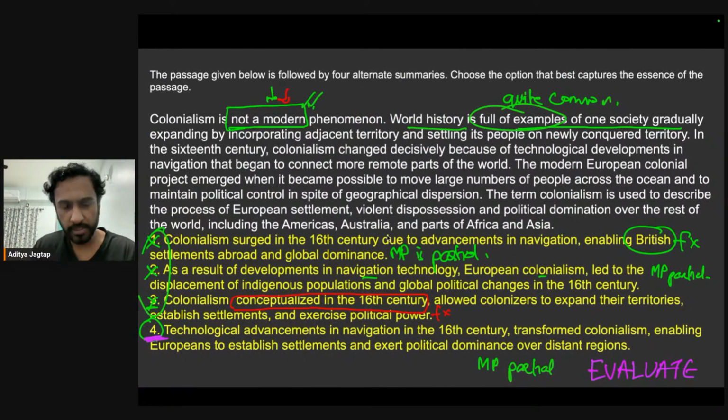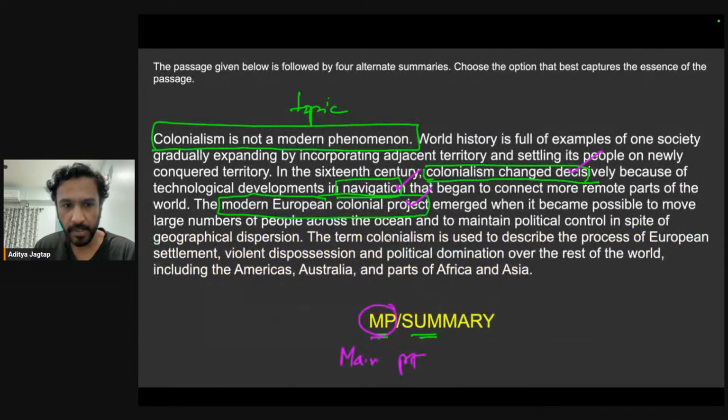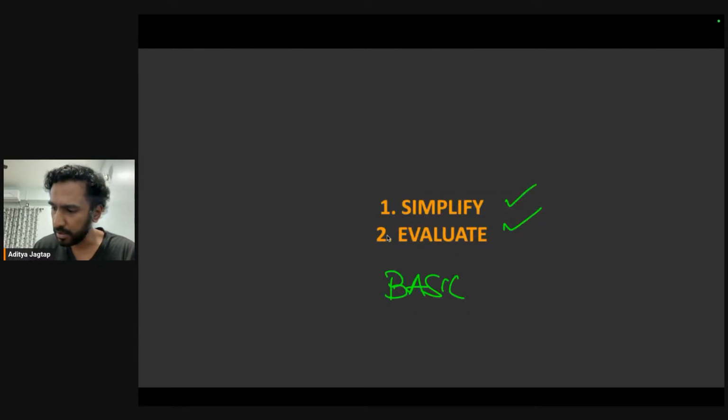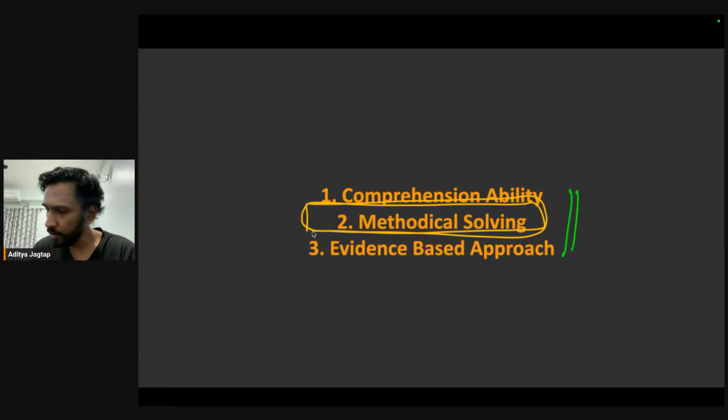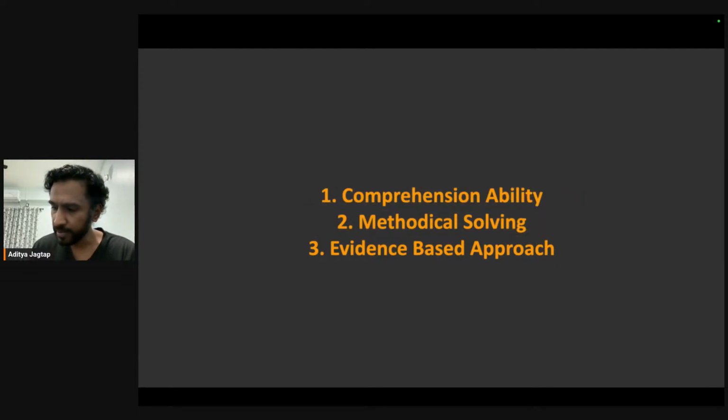So what I wanted to illustrate through this process was that having a basic idea or process that we follow throughout VRC is important, which is simplifying anything that you see and evaluating anything that you're supposed to choose between. This, as a broad description, is enough. The details of each step I'll try and illustrate with each question. Now, what we did was we first went through the passage and comprehended it. But we have to comprehend different lengths of sentences.